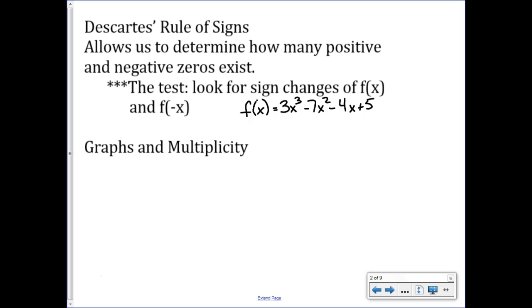So I start off in the positive. 3x to the third is positive. 7x squared, there's a minus in front of that. 4x, there's a minus in front of that. And 5 is back to being positive. So I changed from positive to negative. It stayed negative, and I changed back from negative to positive. So it changed twice. There are two sign changes here.